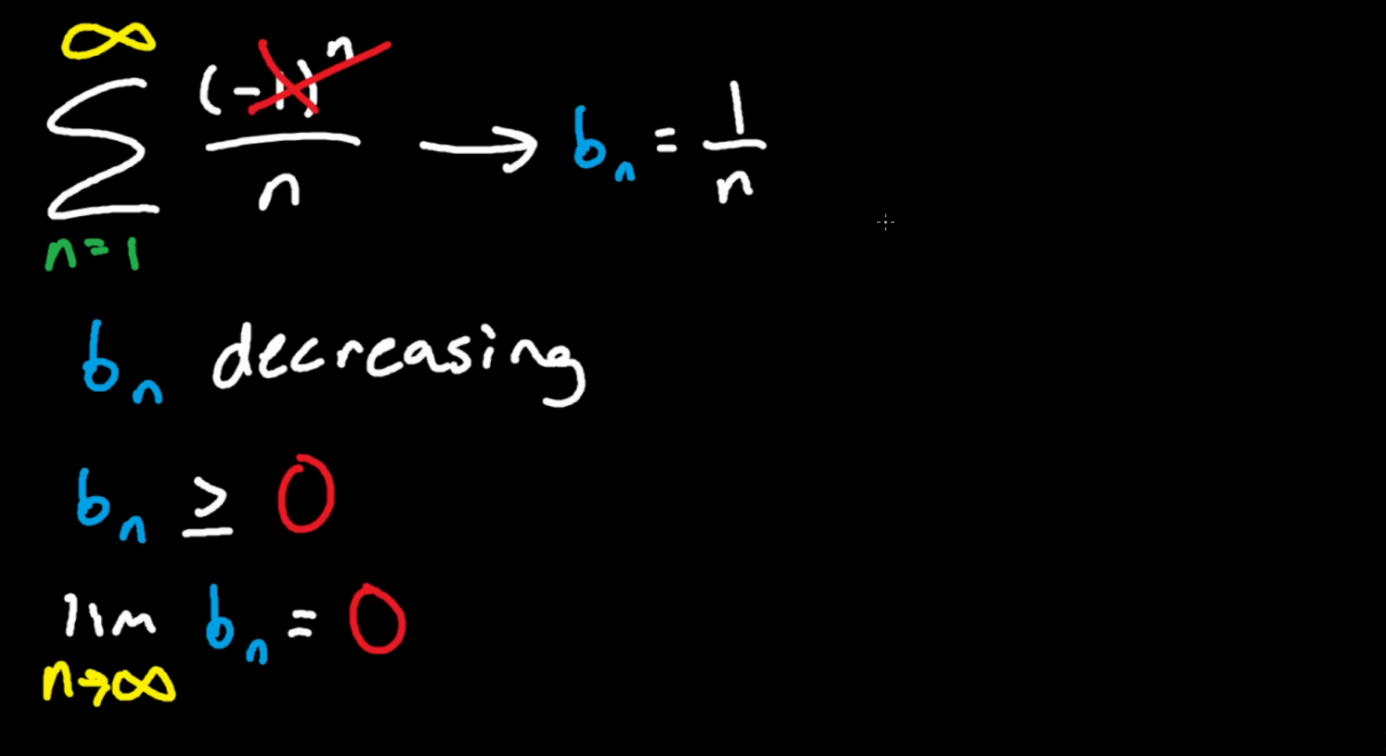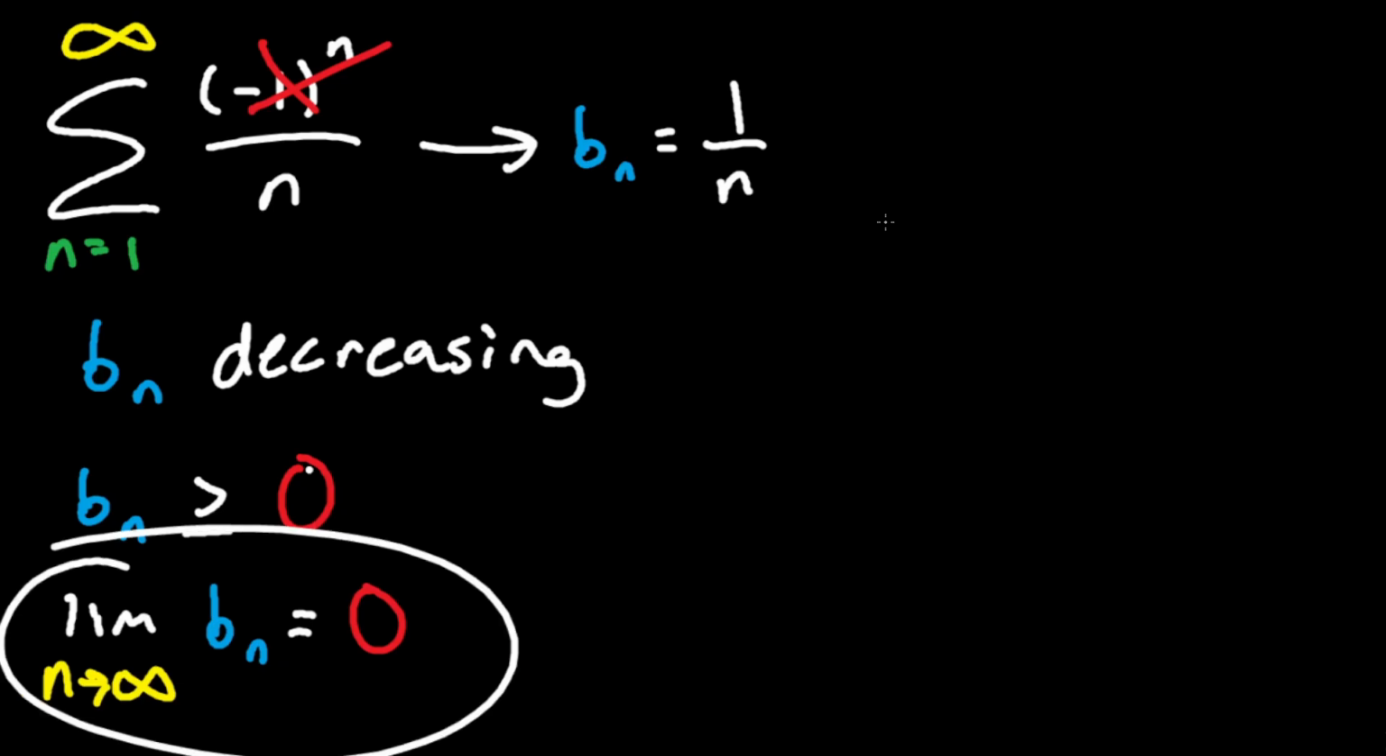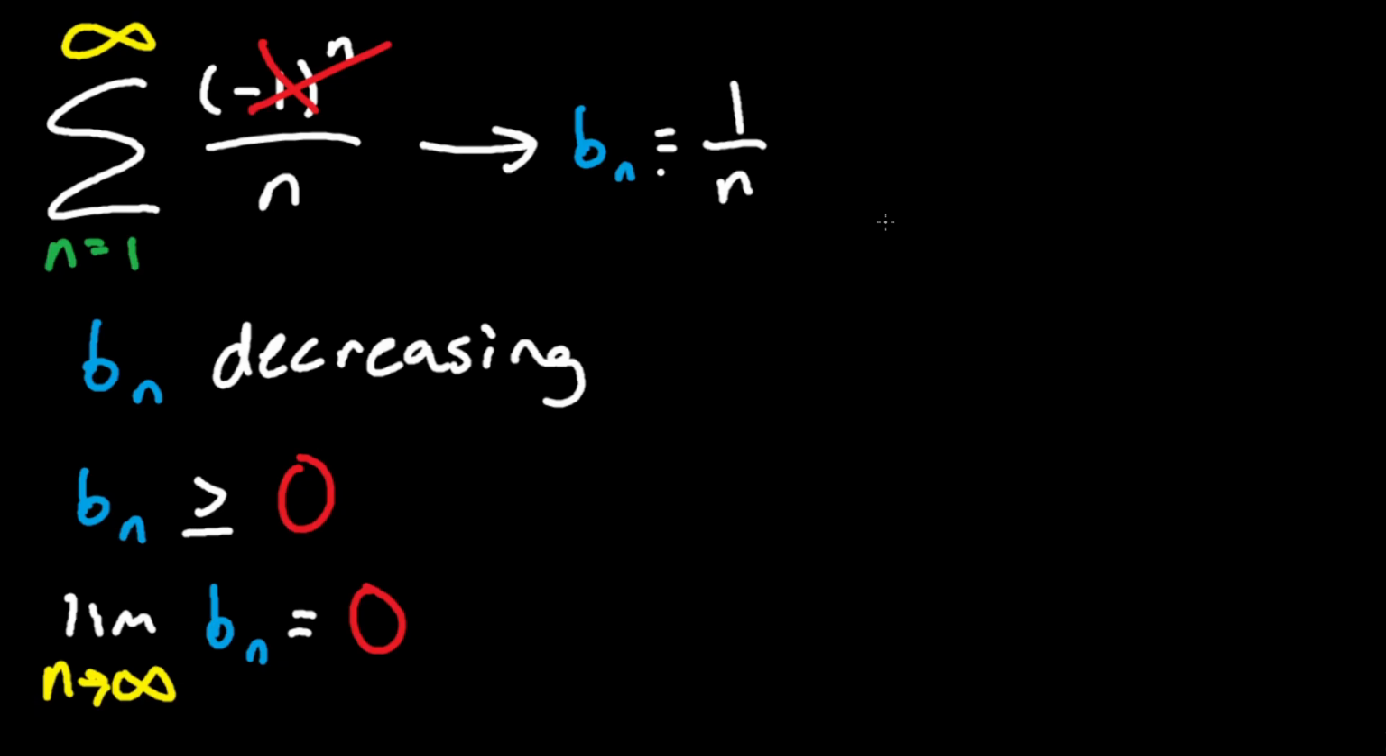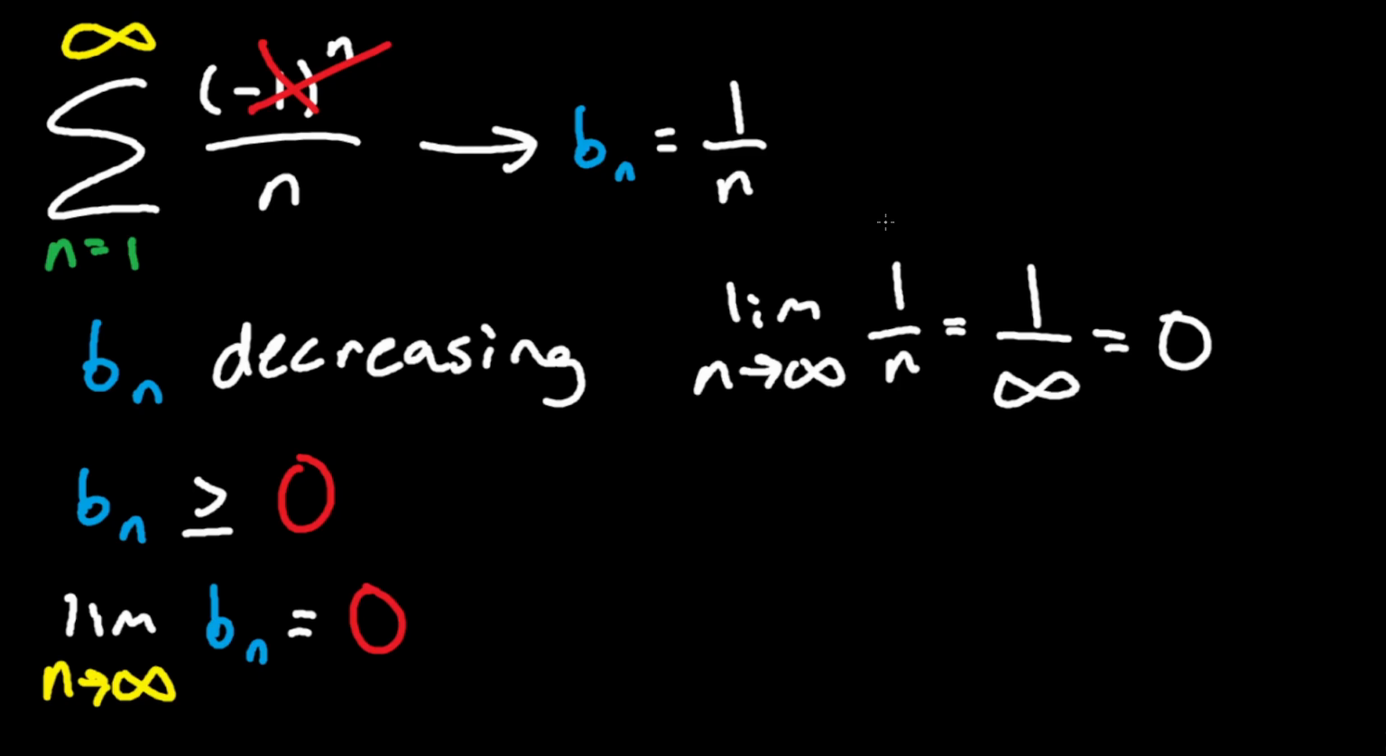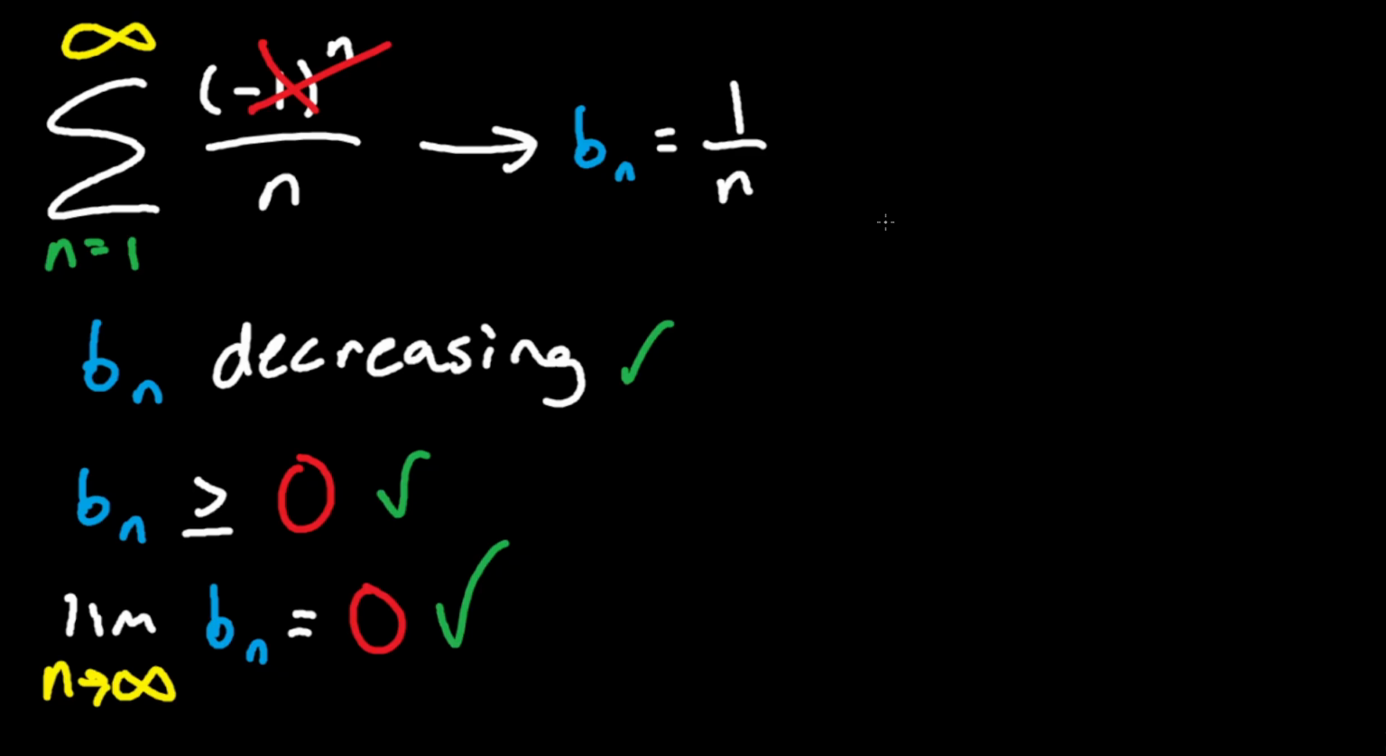Is b of n positive? Yes, you took the absolute value, so it has to be positive, right? And does the limit as n approaches infinity for b of n equal 0? I'll tell you why this condition is weird later, compared to your traditional idea of convergence. But let's go ahead and determine that. Let's take the limit as n approaches infinity for b of n, right? And b of n is equal to 1 over n. Well, this equals 0, right? You get 1 over infinity, which is equal to 0. So this condition and this condition all hold true. Therefore, your alternating harmonic series, or just this series, converges.